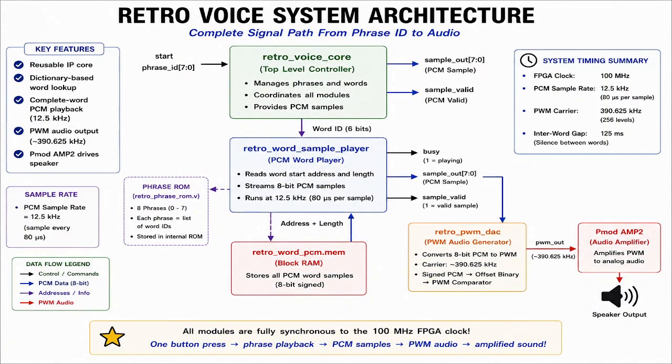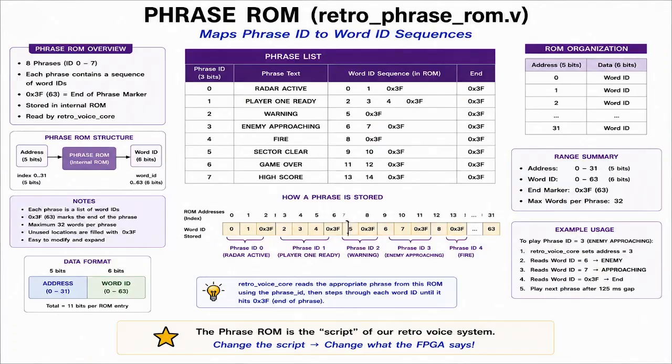Now let's look at the architecture of the speech engine itself. At the top is the retro voice core module. It receives a phrase identifier from the game logic and coordinates the rest of the system. The phrase ROM provides the sequence of words to speak. The word sample player streams PCM samples from memory. Finally, the PWM DAC converts those digital samples into the PWM waveform sent to the amplifier. Every module has a single responsibility, making the entire system easy to understand and reuse.